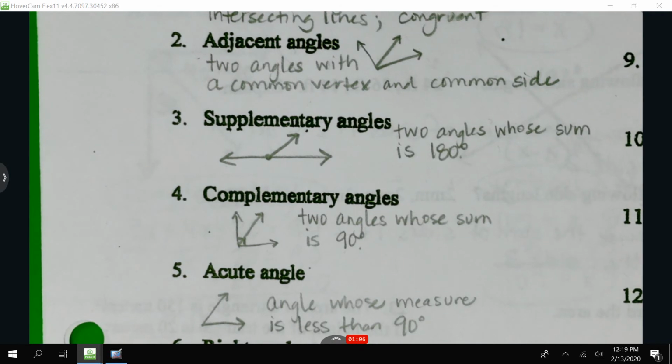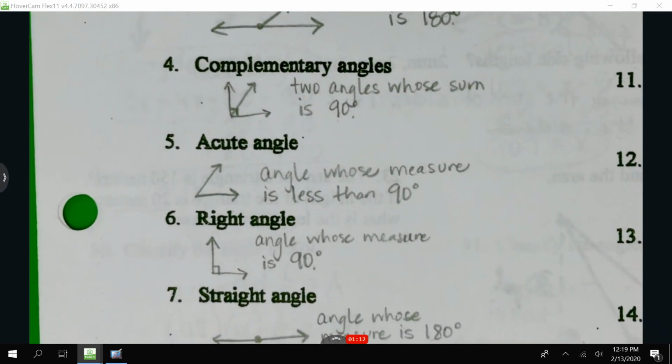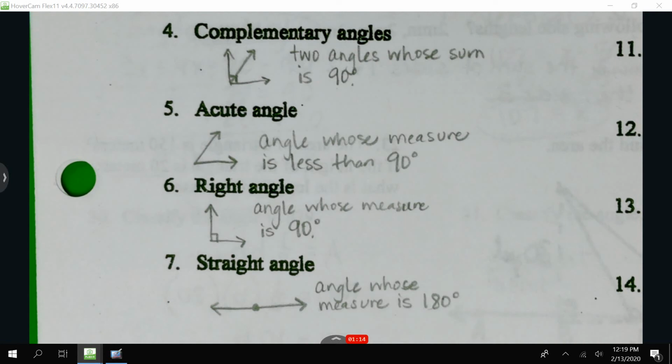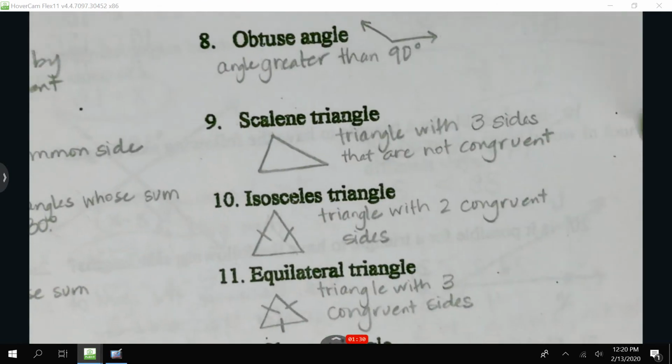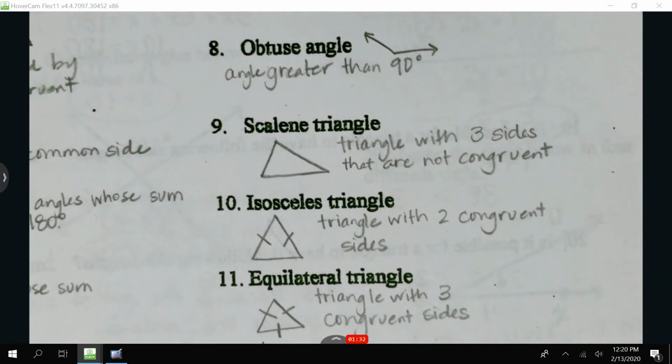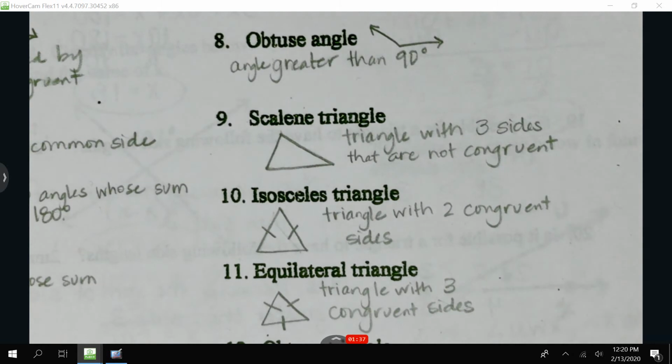An acute angle is any angle less than 90 degrees. A right angle is exactly 90 degrees. And then a straight angle measures exactly 180 degrees. These will be on Google Classroom tonight, so if you are not able to copy them all down, you're going to have to get them from Google Classroom or your book, since over half of us did not do any of this. Number 8, an obtuse angle, any angle greater than 90 degrees or less than what?